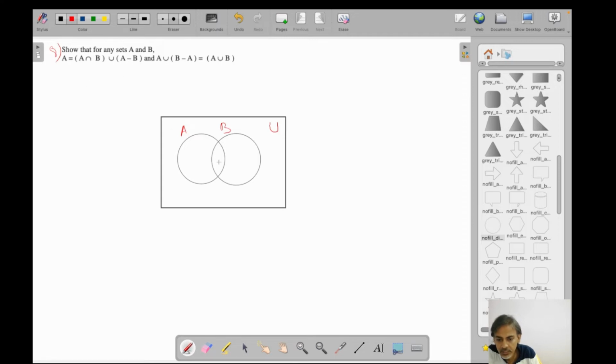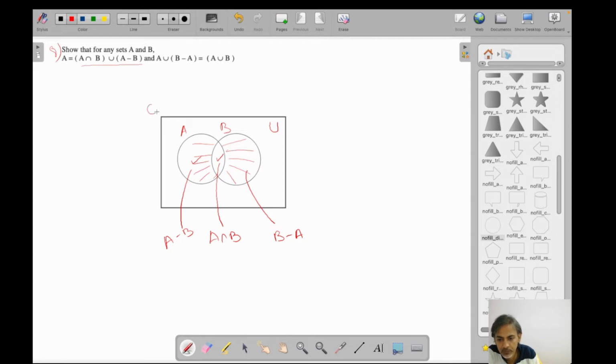We know that A intersection B is this part, and we also know that this part is called A minus B, and this part is called B minus A. So what is A minus B? Whatever is available in A but not in B, so this part. Similarly, B minus A is the part wherein whatever is available in B but not in A. If you look at this entity, A intersection B union A minus B, it is nothing but this part and this part, which is nothing but A. So pictorially we can see that this is true.